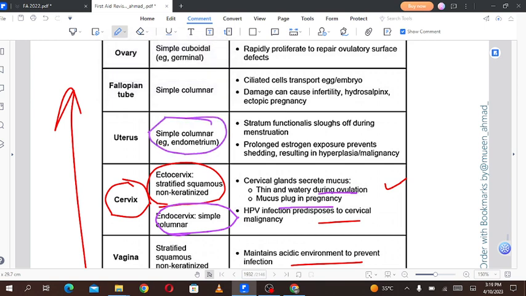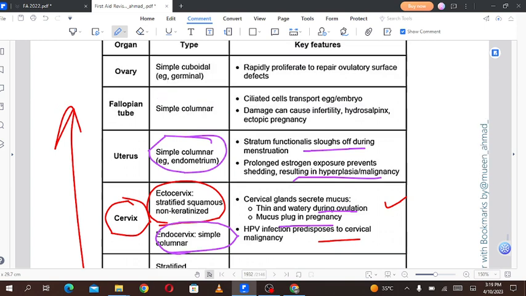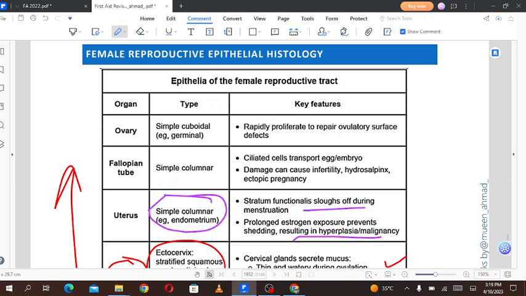For example, the endometrium. The stratum functionalis is the layer that sloughs off during menstruation, and prolonged estrogen exposure prevents the shedding, resulting in hyperplasia and malignancy. So if a female is on estrogen replacement therapy, she has an increased risk of developing endometrial carcinoma. Then the fallopian tube contains simple columnar epithelium.